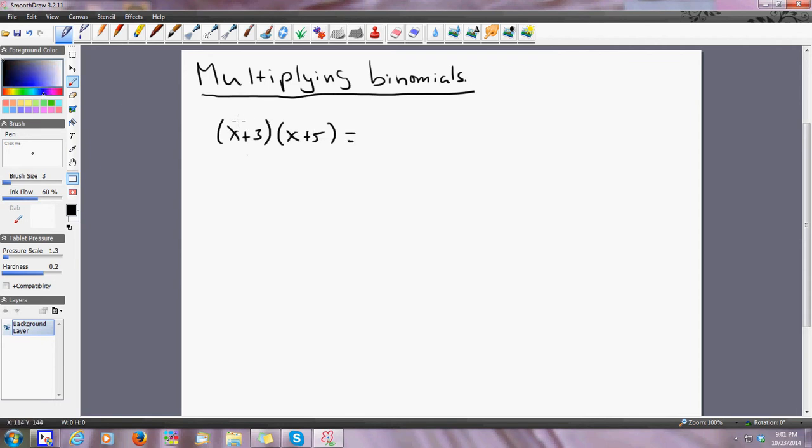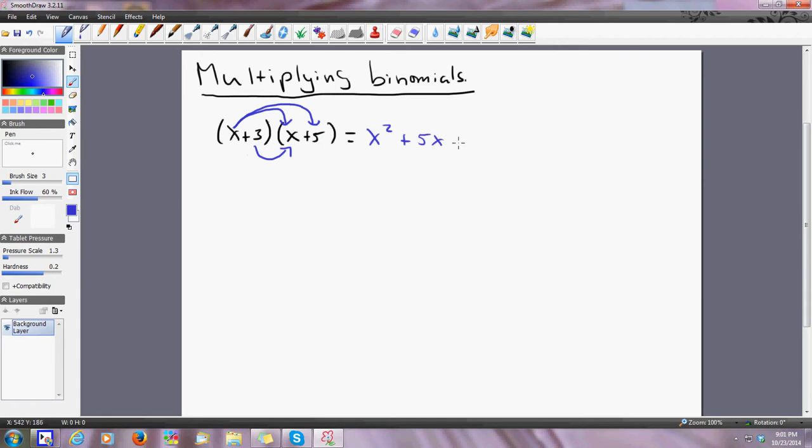I like to just distribute. I also like to use different colors. So all I do is I take my first x and I multiply it with my second x, and I get x squared. Then I multiply x times the second term, and I get 5x. And then I take the 3, and I multiply times x, and now I'm going to get 3x.